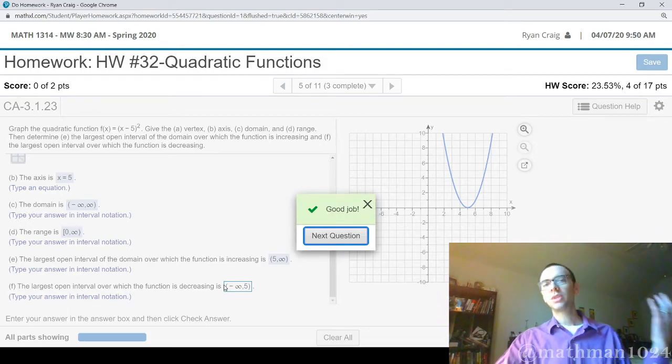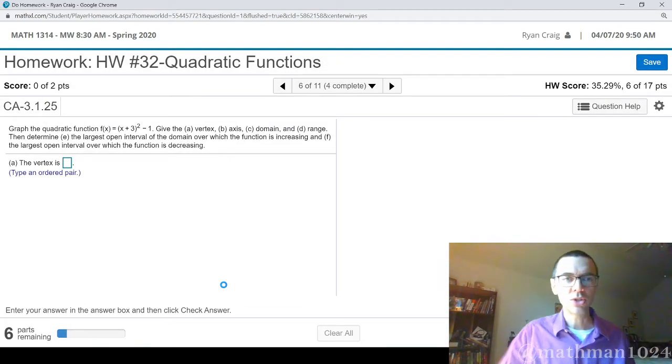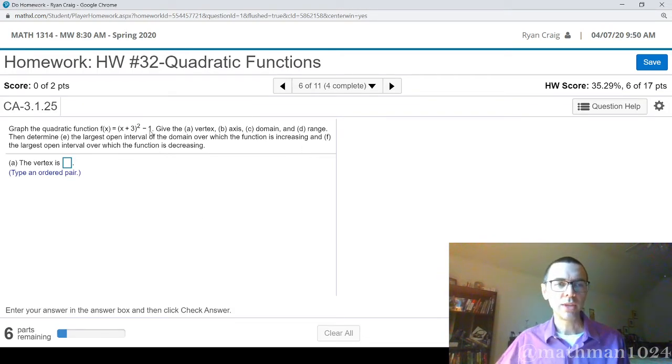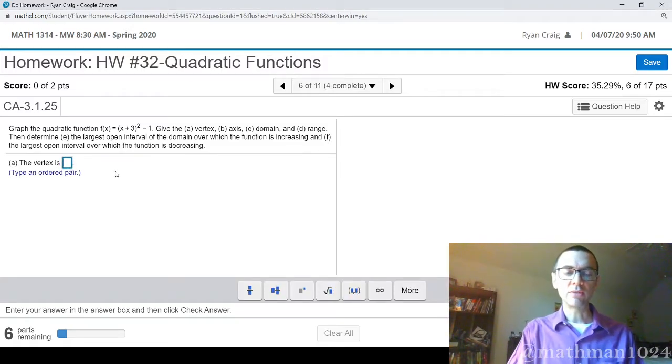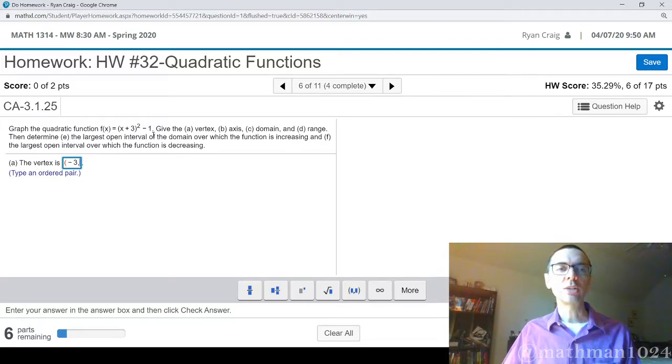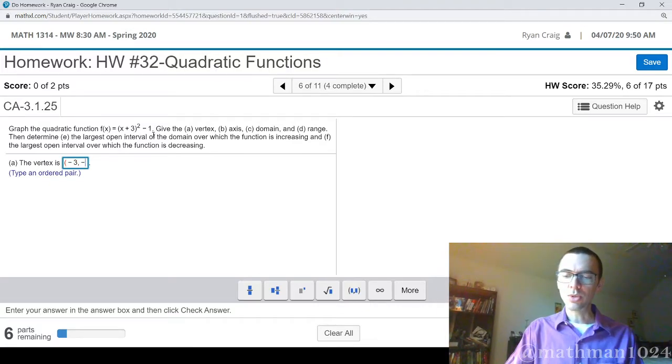Check that. Good job, Mr. Craig. Next question. And they're going to ask you the same thing here. The only thing different is that your vertex is shifted, not just left and right, so it's shifted to the left. Because we see a +3, but remember that means we go to the left, the opposite of what you see. And then whatever's outside this -1, you do exactly what you see. So that means we're going to go down 1.